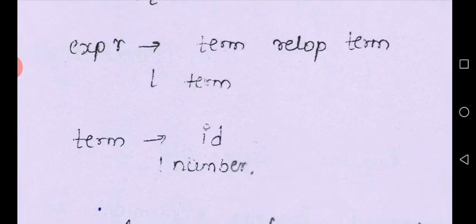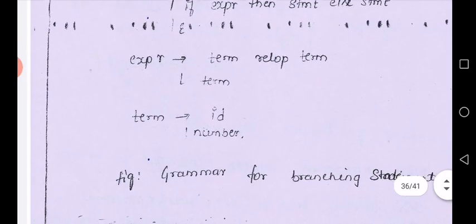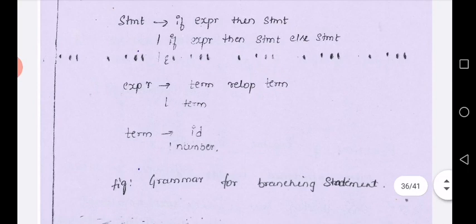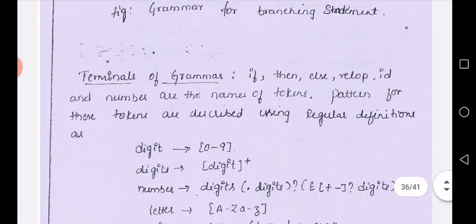Clear? So these are some patterns. It is not compulsory that the same pattern we should have; any kind of pattern it may be. So these are the different patterns we are using to identify what kind of token should be generated. That's it. So we call this the grammar for branching statements. This is the example of a grammar for a branching statement exactly.